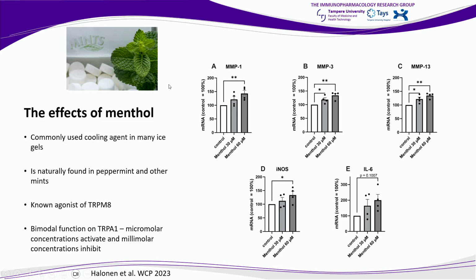And lo and behold, menthol actually seems to dose-dependently, slightly upregulate the expression of cartilage-degrading matrix metalloproteinases 1, 3, and 13. And it also, at 60 micromolar concentration, seemed to upregulate the expression of inducible nitric oxide synthase. And also a trend was seen to increase interleukin-6, but there is no statistical significance there.